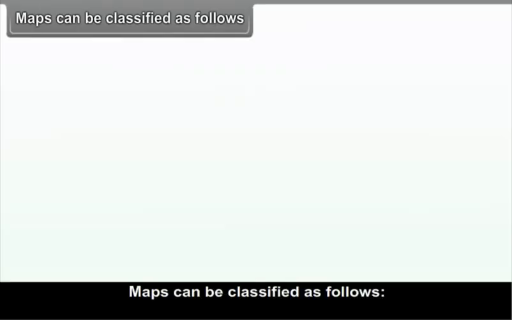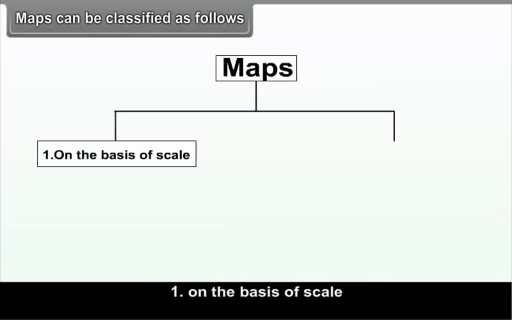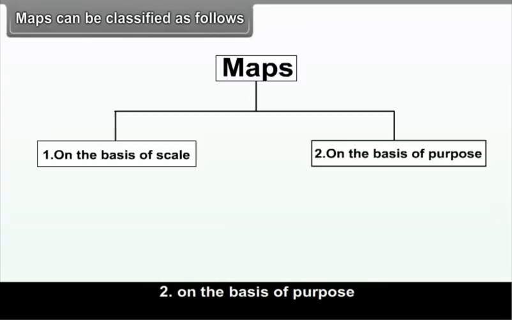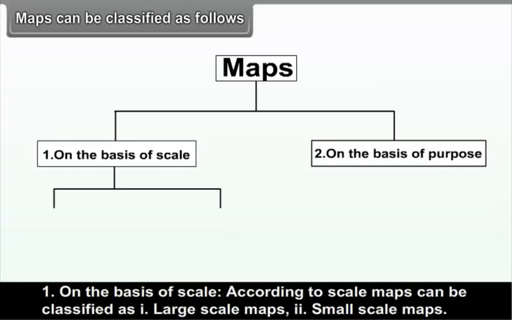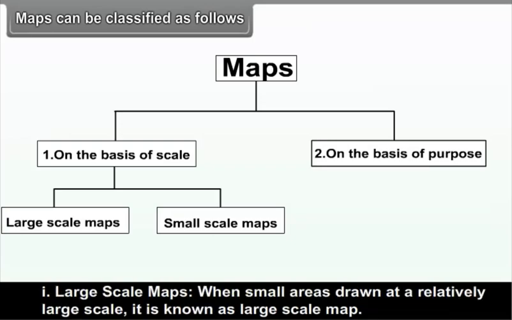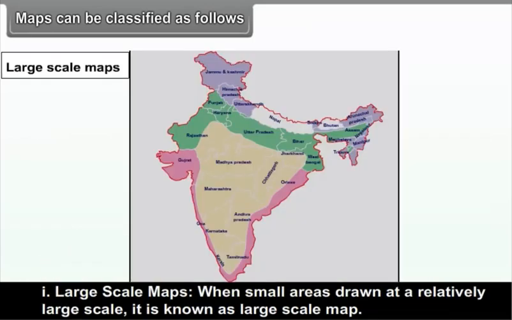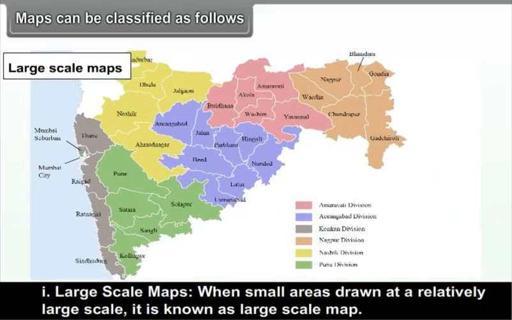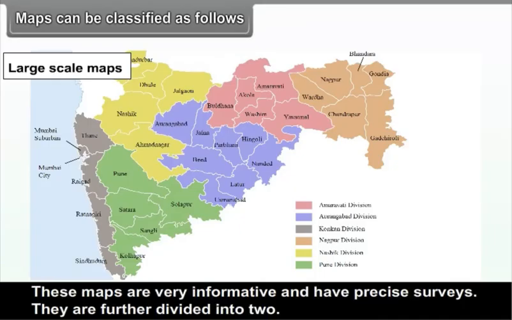Maps can be classified as follows: on the basis of scale and on the basis of purpose. On the basis of scale, maps can be classified as large-scale maps and small-scale maps. Large-scale maps. When small areas are drawn at a relatively large scale, it is known as a large-scale map. These maps are very informative and have precise surveys.